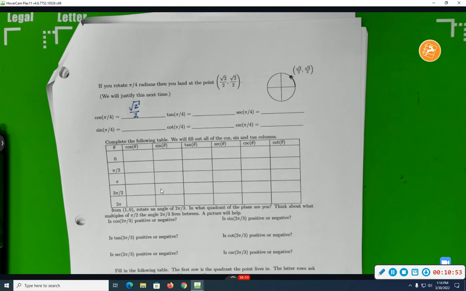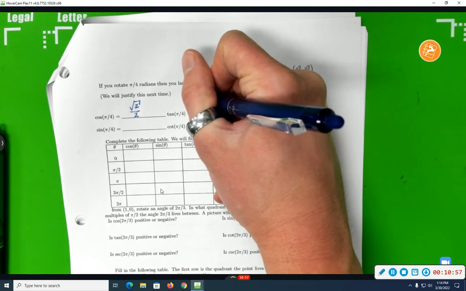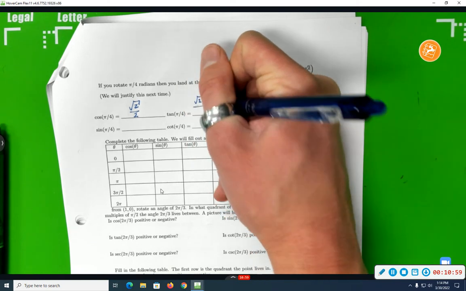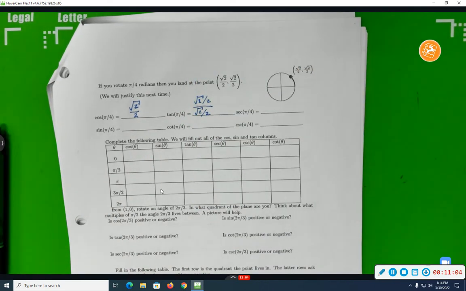What's the tangent of pi over 4? I guess it'll be the x coordinate, √2/2, divided by the y coordinate, √2/2. What does that simplify to? 1. Right, you could say, well, I see a fraction in the denominator, so I'll multiply by the reciprocal. But don't do that. You just see the same thing in the numerator and denominator. A thing divided by itself is always 1.